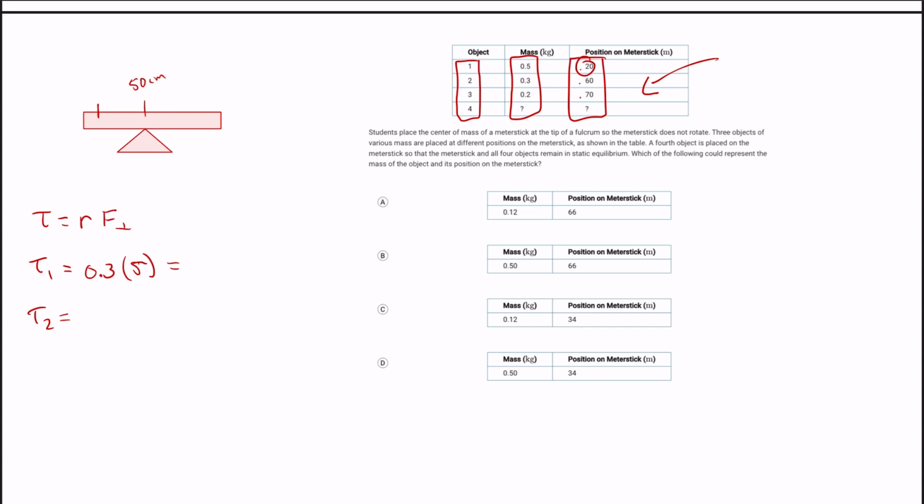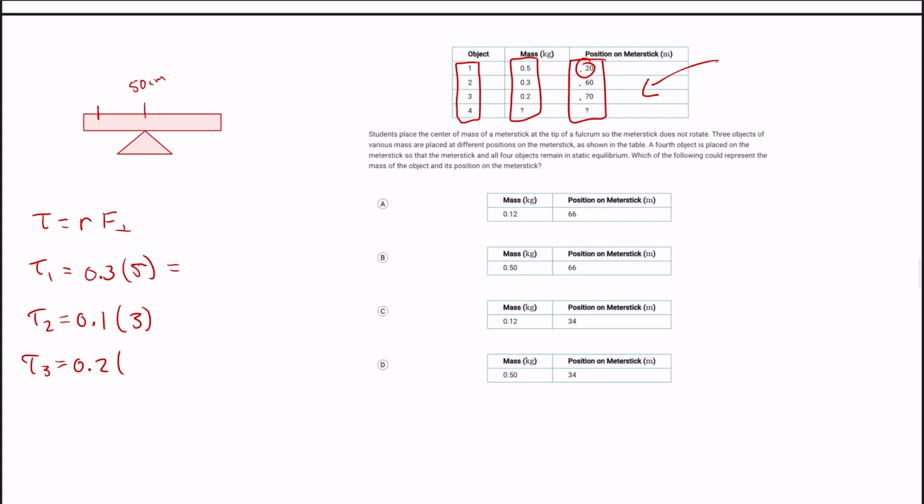basically the same kind of concept. We're going to be 10 centimeters from the axis of rotation. So we're going to have 0.1 times 3 newtons, all right, because the mass is 3. So torque 3 is going to be equal to, looks like 0.2 meters from the axis of rotation times 2 newtons, because it's 0.2 kilograms times 10 meters per second squared. All right, and then T4 is going to be unknown. So these are all going to be equal to their own torques.